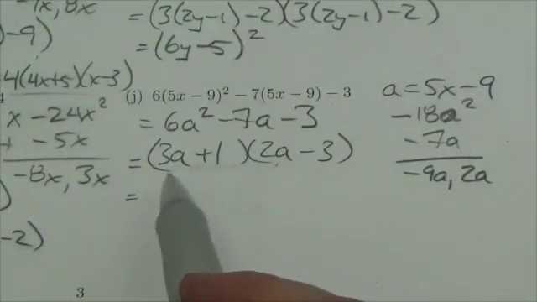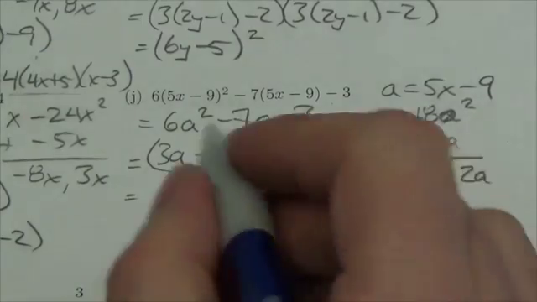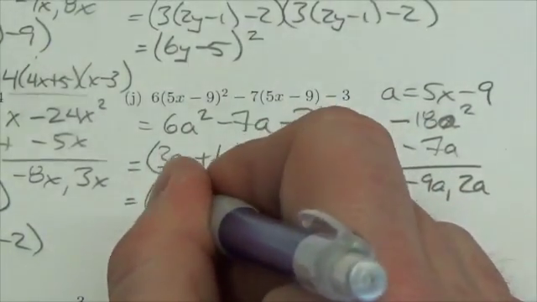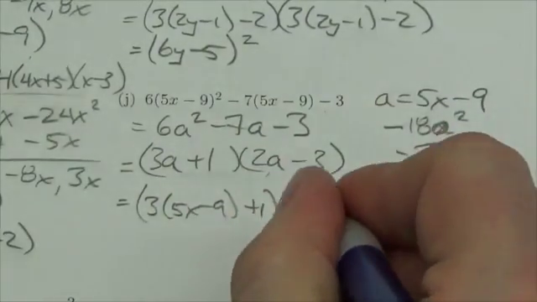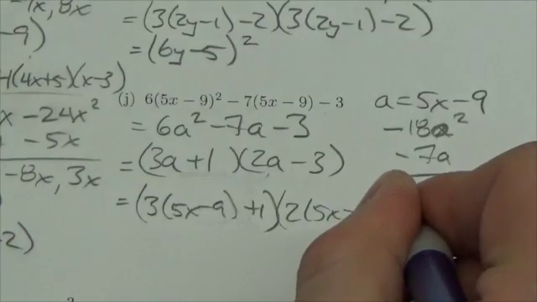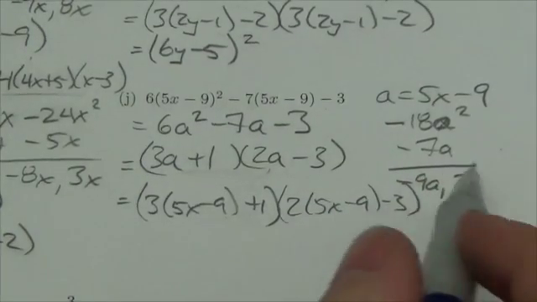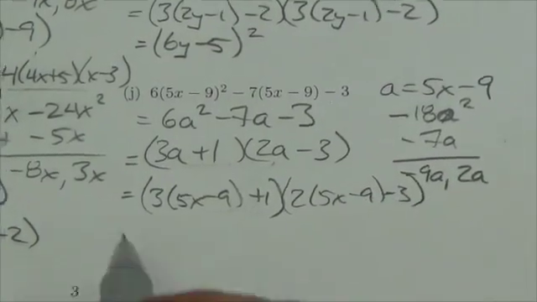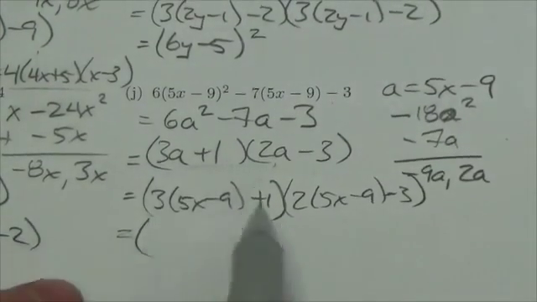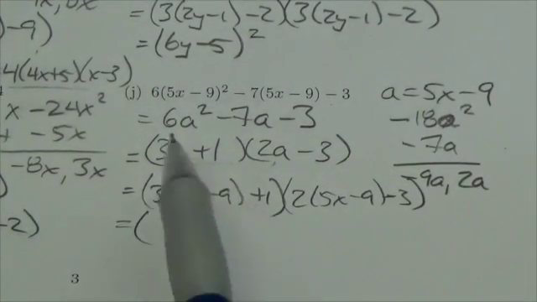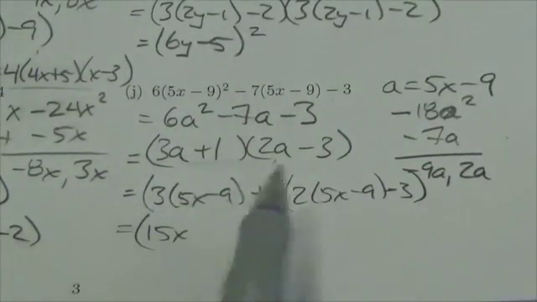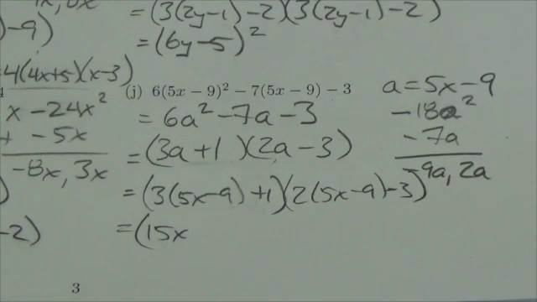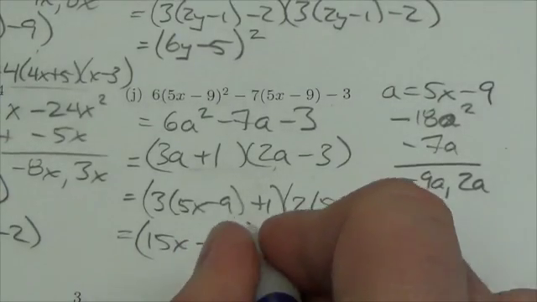And now I'll replace in my expression the a with 5x minus 9. So 3 times 5x minus 9 plus 1, and 2 times 5x minus 9 minus 3. I'm kind of running into my other work there, but that's okay, I know what I'm doing. So in this first term right here, let's expand that out. 3 times 5 is going to get you 15x. Now 3 times 9 is going to give you negative 27 plus 1, and that's going to get us negative 26.